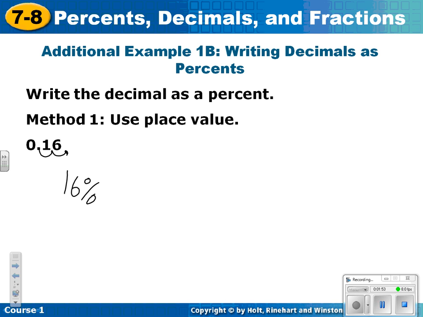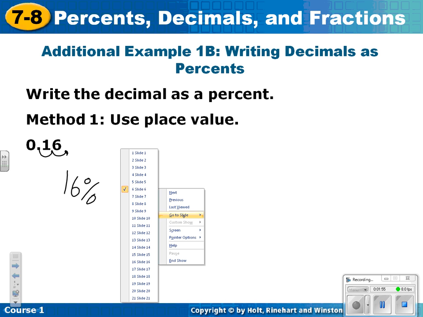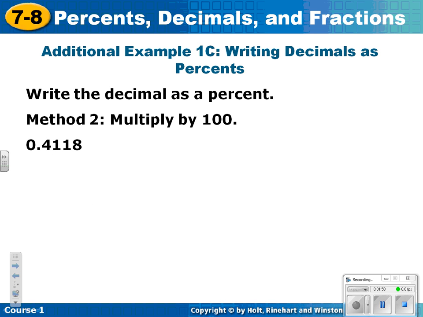Pretty hard stuff, huh? This one's a little different. Looks a little different. What is it? All you do is move the decimal over 2 spots. Nothing changes just because it's more than 1 or more than 2 numbers. So it's 41.18%. That's it.